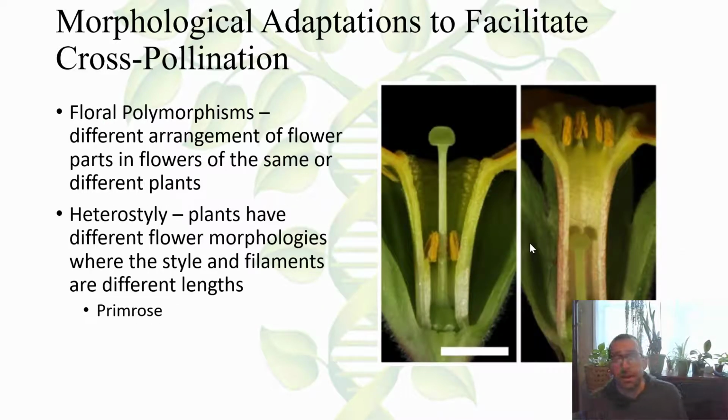And then we can also have just a different arrangement of flower parts. So our pistils could be very tall, our stamens could be very short, and that's going to help prevent self-pollination, right? It's unlikely that the pollen grains from here are going to get up to the top of the pistil up there.